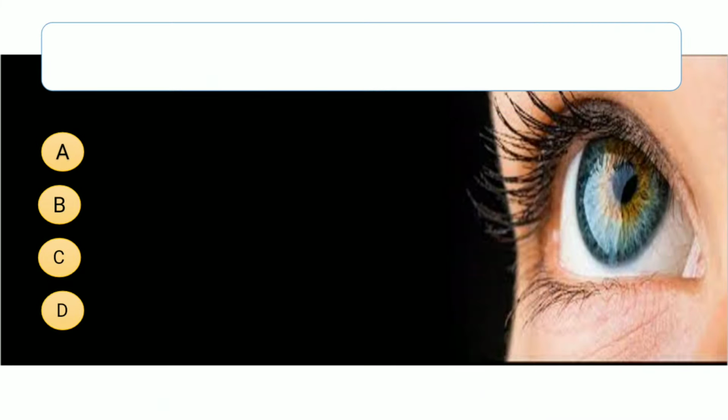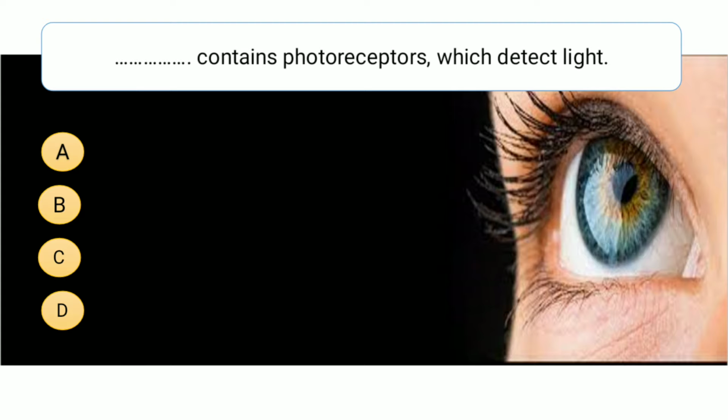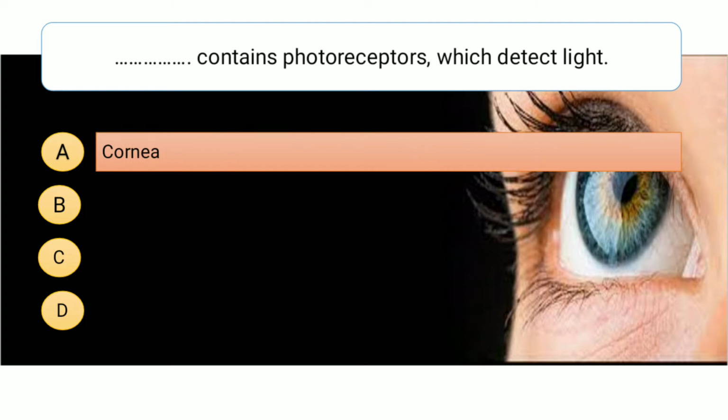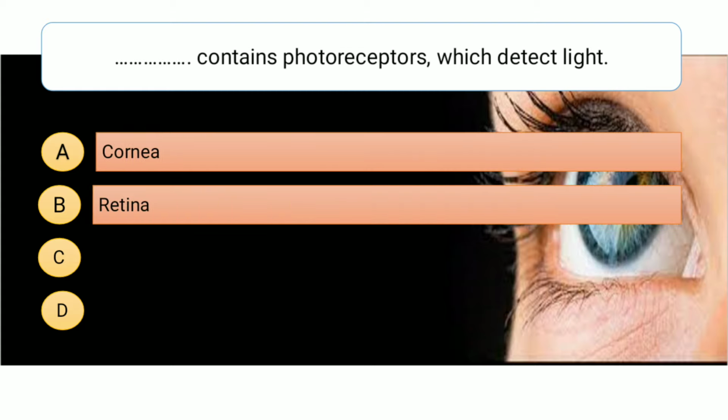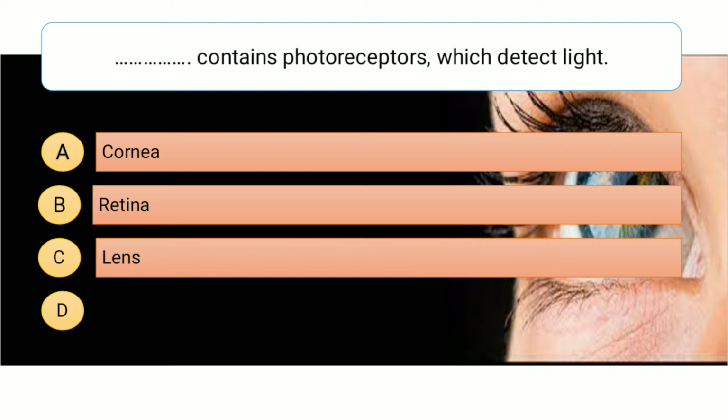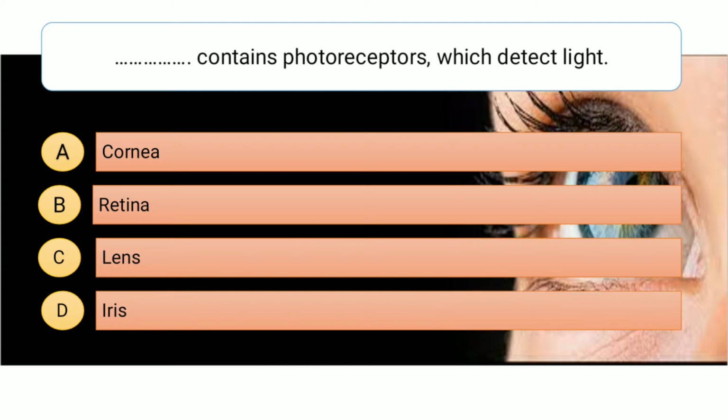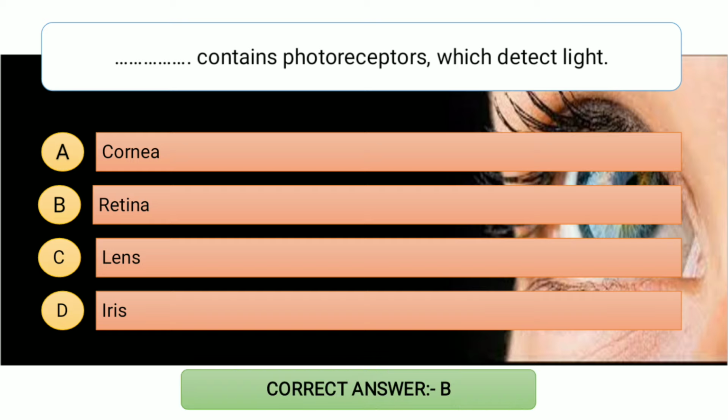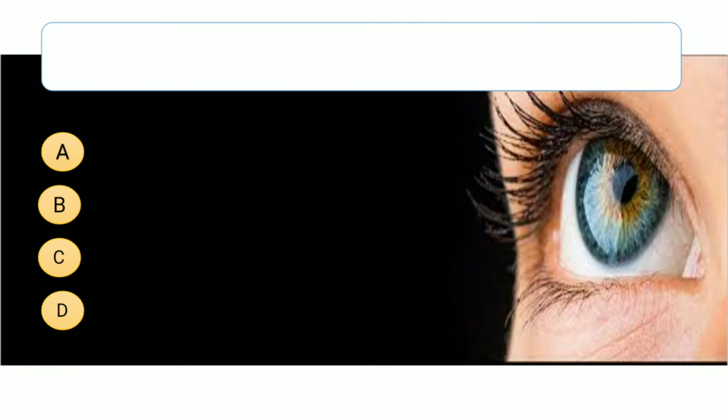The next question is, dash contains photoreceptors which detect light, and the options are A cornea, B retina, C, that is lenses and D iris. So students, the right answer of this question is option number B, that is retina. Moving to the next question.